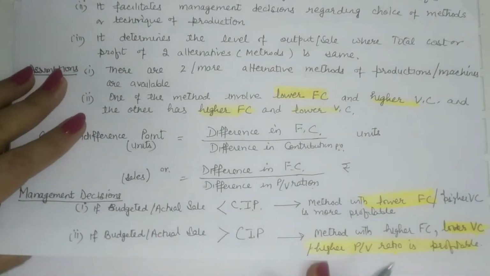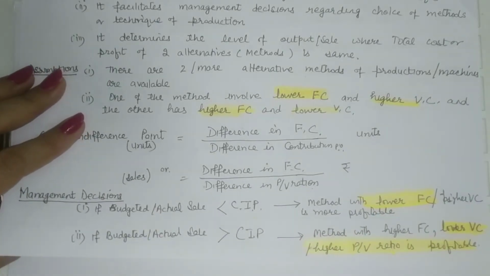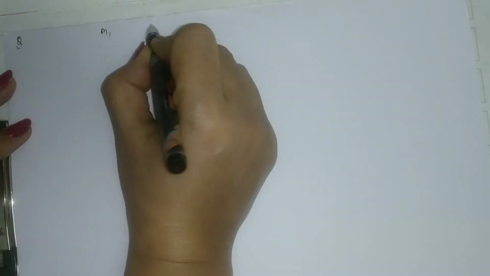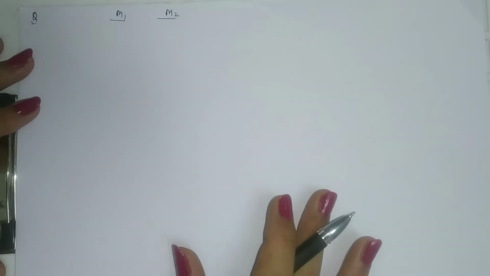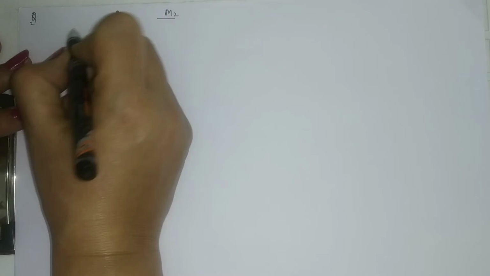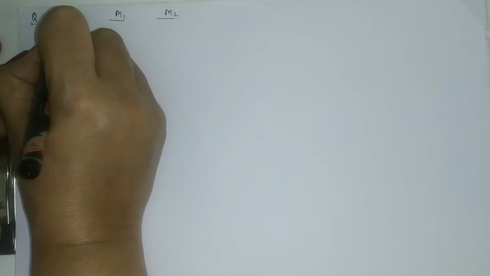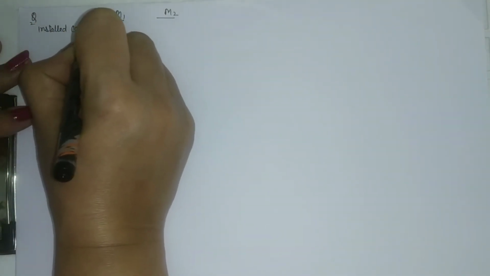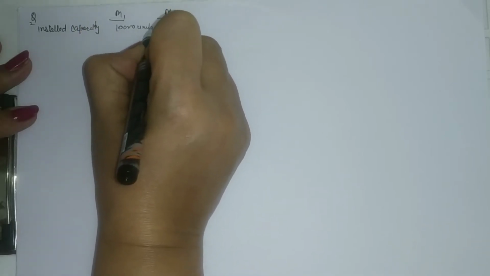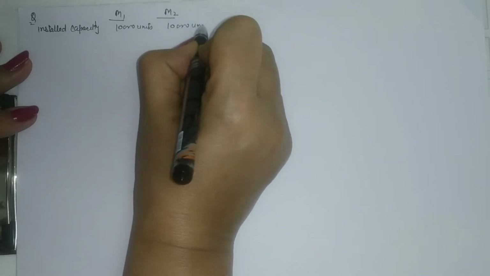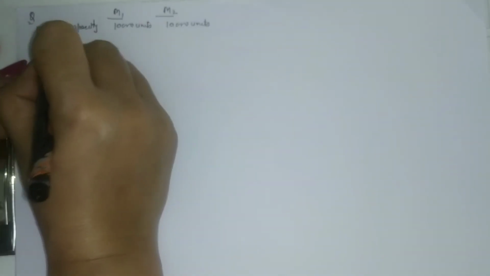Now you can understand this with the help of an example. Now suppose we have a choice between, say, two machines. You have machine 1 and machine 2. You can select any one. Or you can say that there are two techniques of production. Two methods of production are available and you can choose either of the two. So how will we make the choice? Suppose the installed capacity, that is the total capacity of these machines is, say, 10,000 units and 10,000 units. Both are the same.